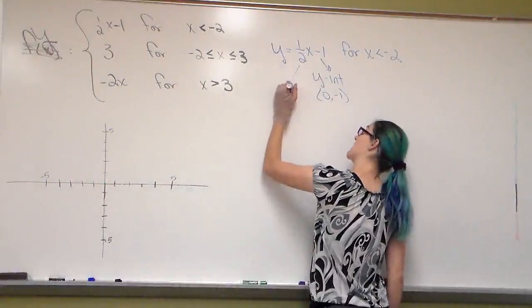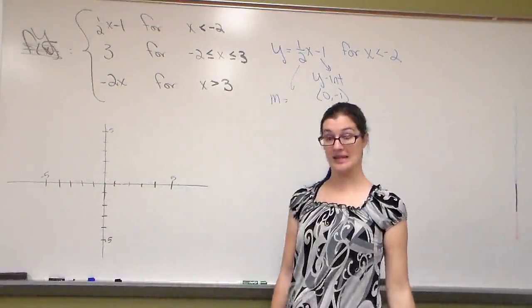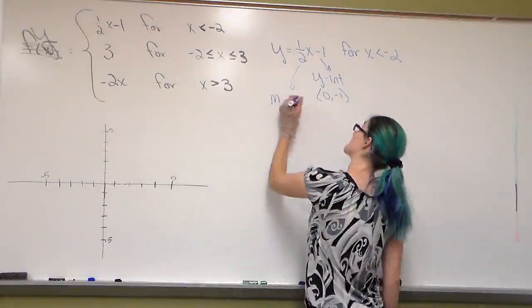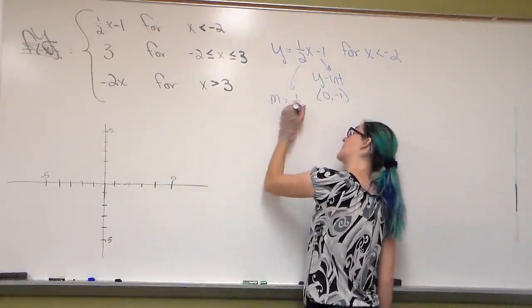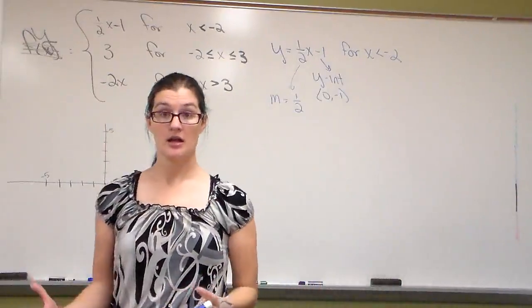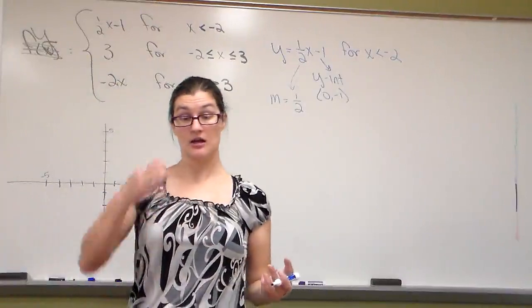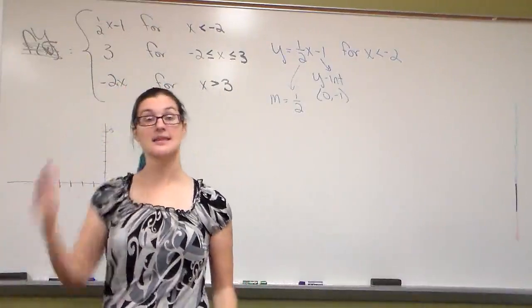Then the number in front of the x, that's your slope. We use an m to show slope, y equals mx plus b. Slope is 1/2. And the slope is going to be your rise over run. The way I do rise over run, and some teachers teach it differently, is I think of a ladder.